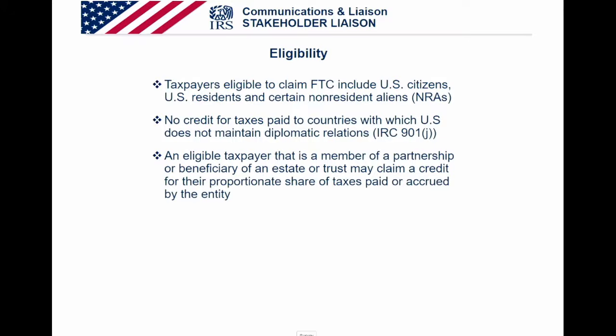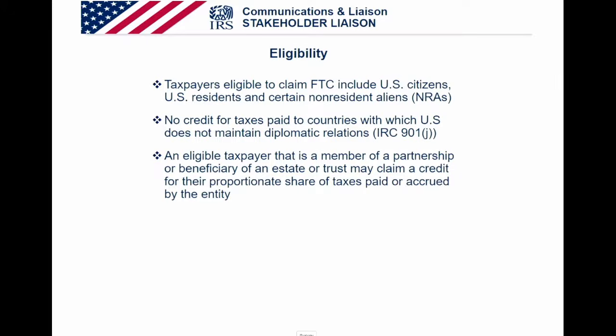So let me explain what each category means. The first category of taxpayers eligible to claim the foreign tax credit are U.S. citizens. As I'm sure we're all aware, individuals are U.S. citizens simply by being born in the United States. Other individuals may become citizens by complying with certain procedural requirements to become naturalized citizens.